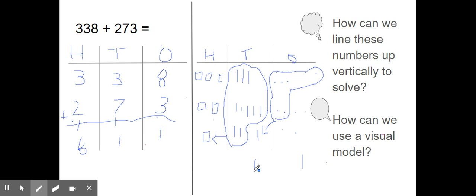Now finally, let's count our hundreds. 1, 2, 3, 4, 5, 6. 6 hundreds. We got the same answer. Great job.